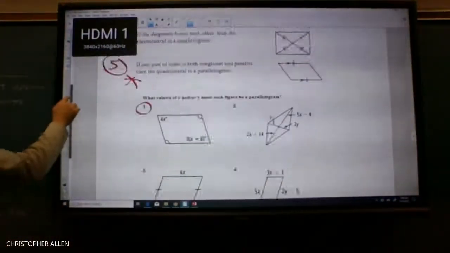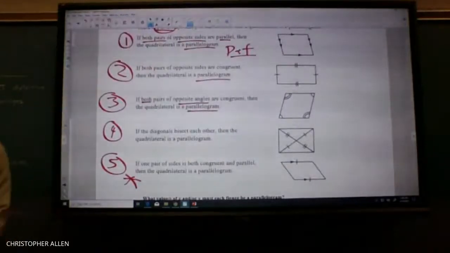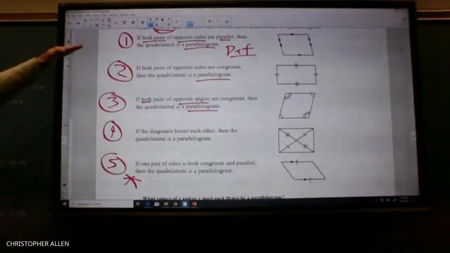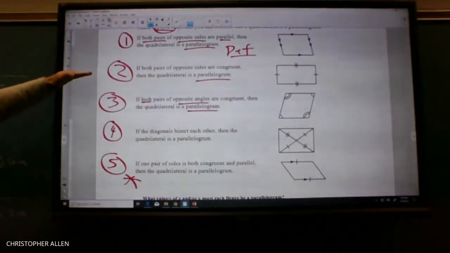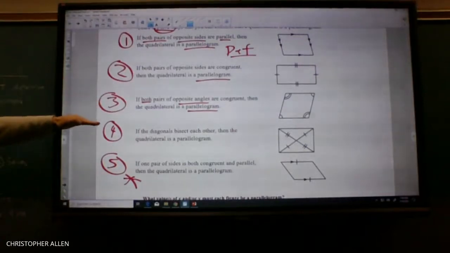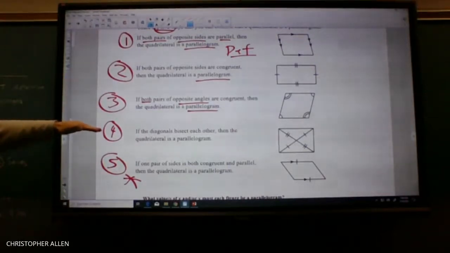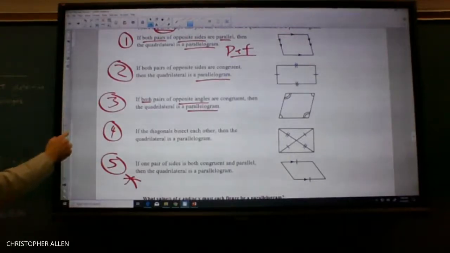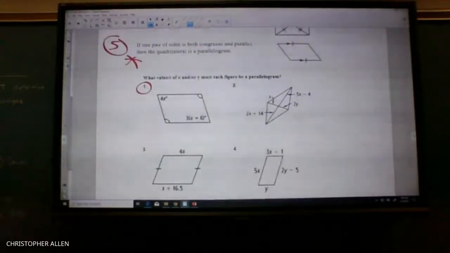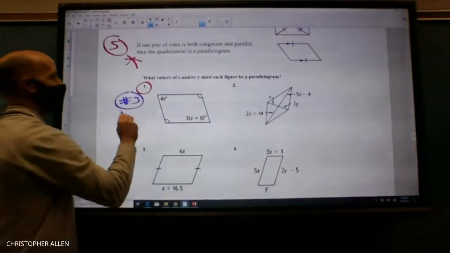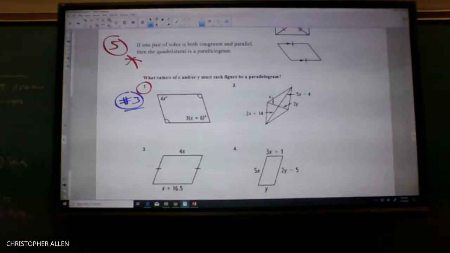Which of these 5 reasons is going to give us what we need for this problem? Is it number 1, that the opposite sides are parallel? Number 2, that the opposite sides are congruent? Number 3, that the opposite angles are congruent? Number 4, the diagonals bisect each other? Or number 5, that one pair of sides is both parallel and congruent? Which of those 5 do you think we're going to need for number 1? Yeah, see, Anthony is saying number 3, and that's correct. So what you're going to use on this problem is number 3.